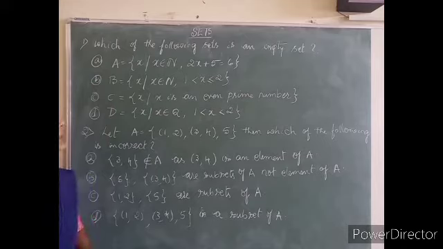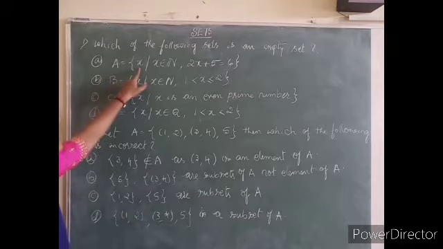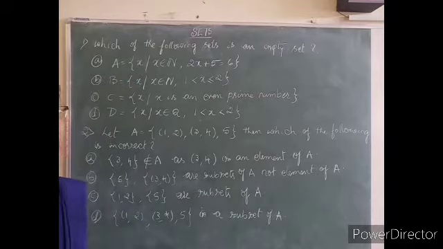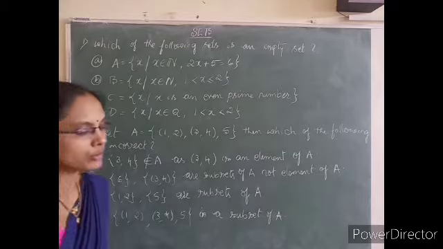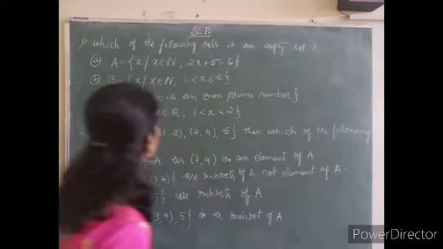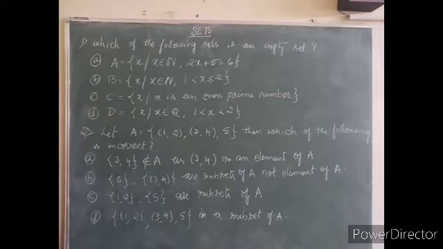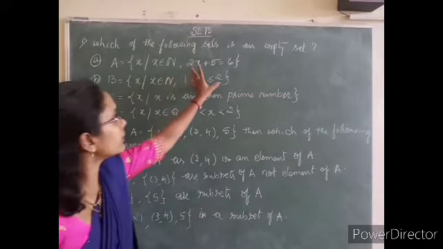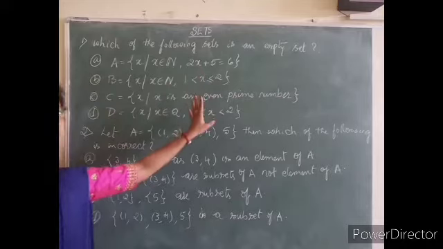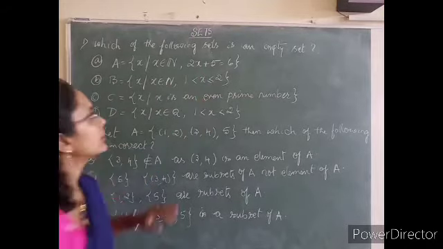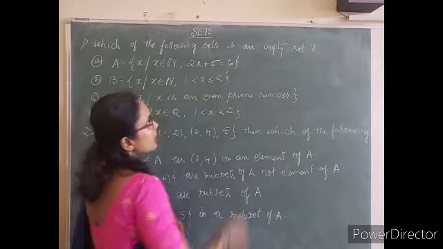Which of the following sets is an empty set? The first option is A: set of all x such that x belongs to N and 2x plus 5 is equal to 3. To find the empty set, first we have to find what are the values of this set builder formula. So here 2x plus 5 is equal to 6.